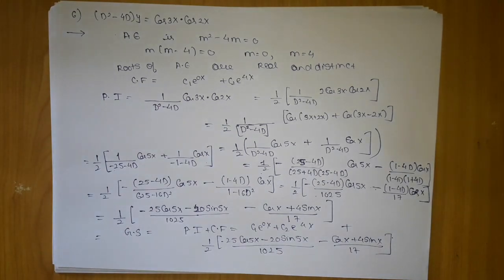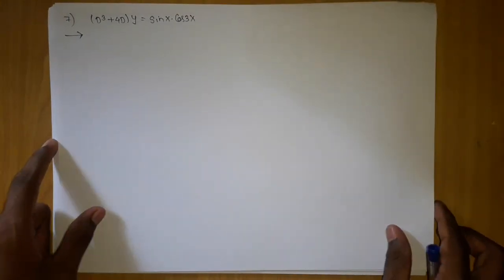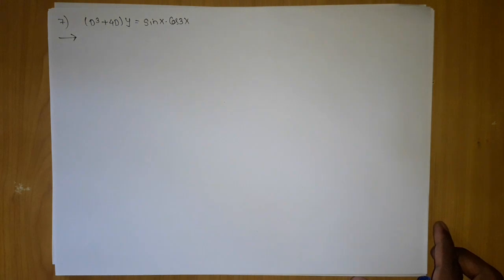Now let's move on to the next problem which we are going to take. The next problem is this 7th problem, which says find the solution of d cube plus 4d into y equals to sin 3x into cos 3x.